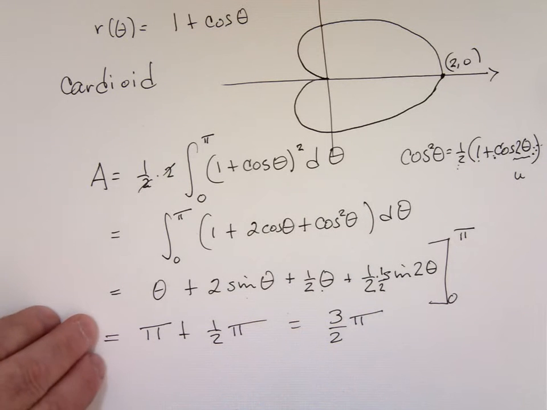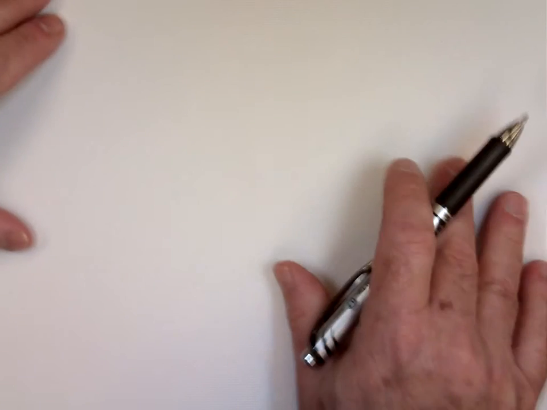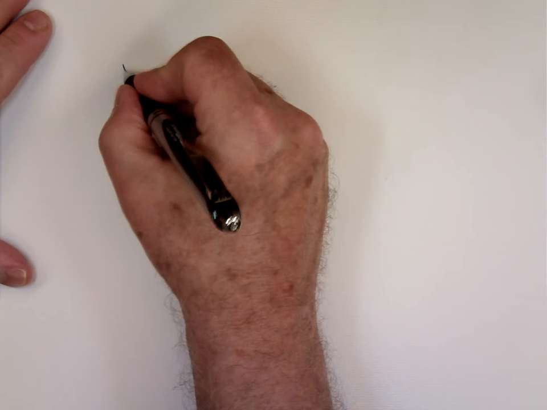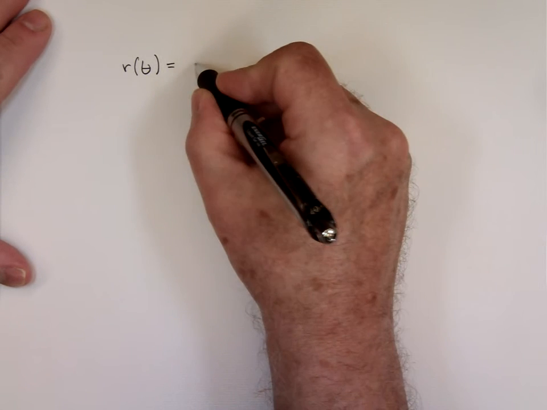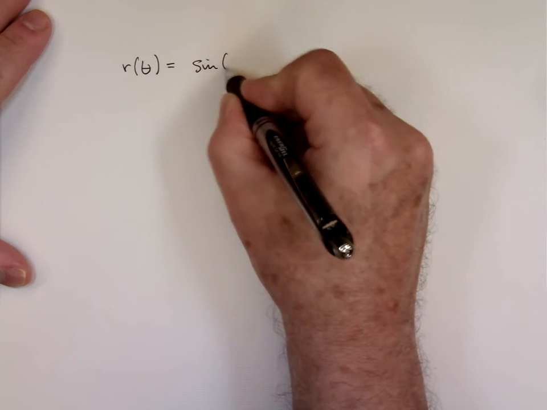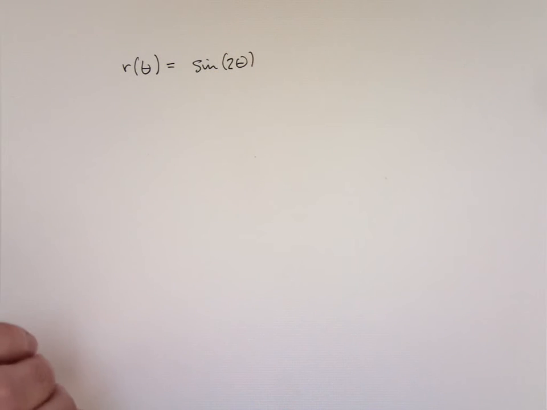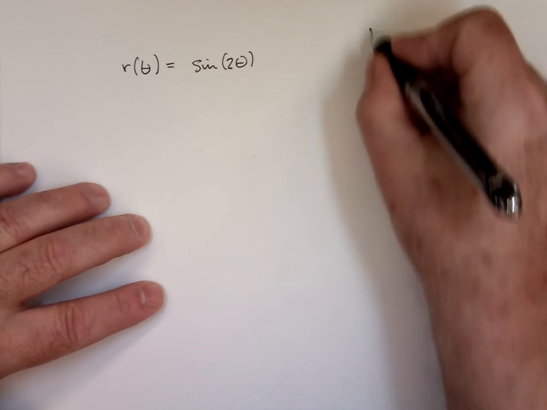Is everybody okay with this so far? If you have a rose of 4 petals, let's say you have r of theta equal to sine of 2 theta, and you're asked to find the area of one petal of this 4-petal rose.